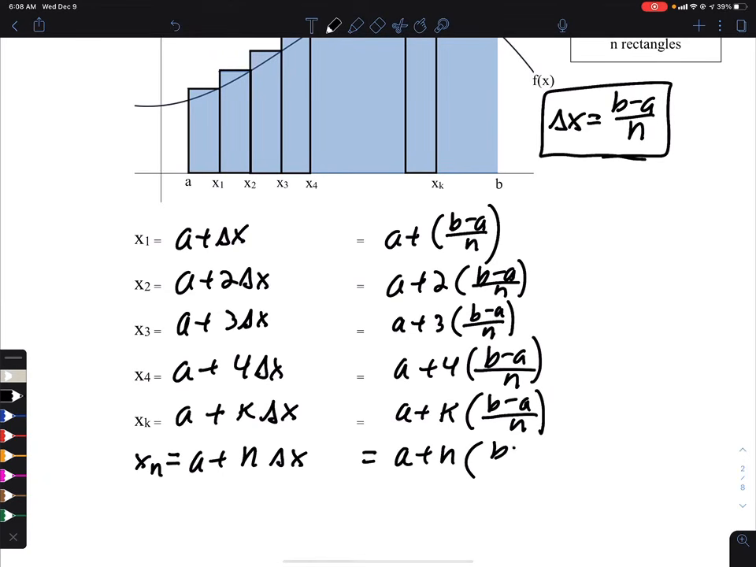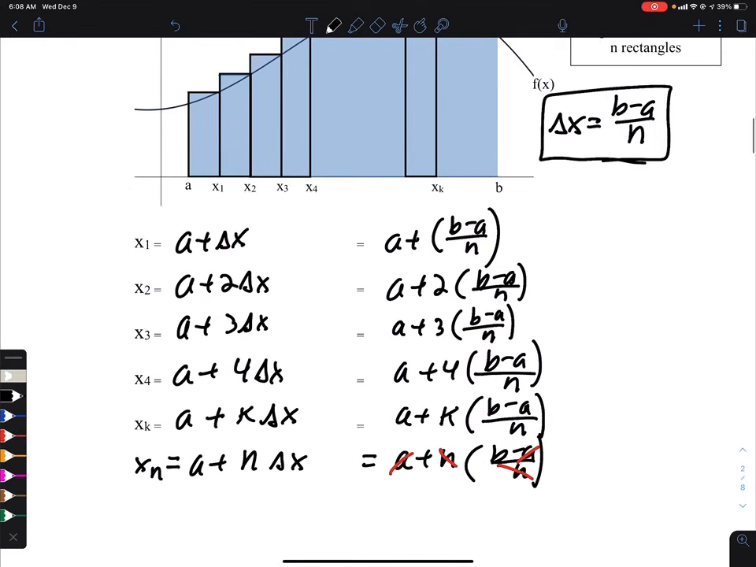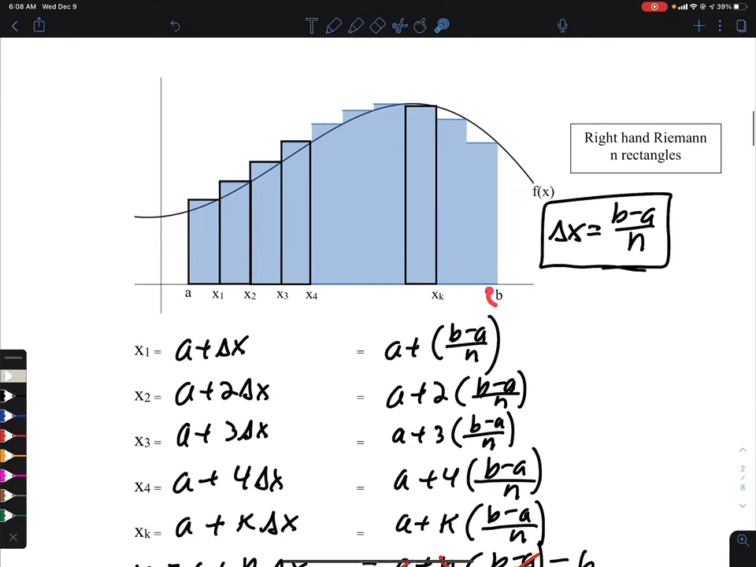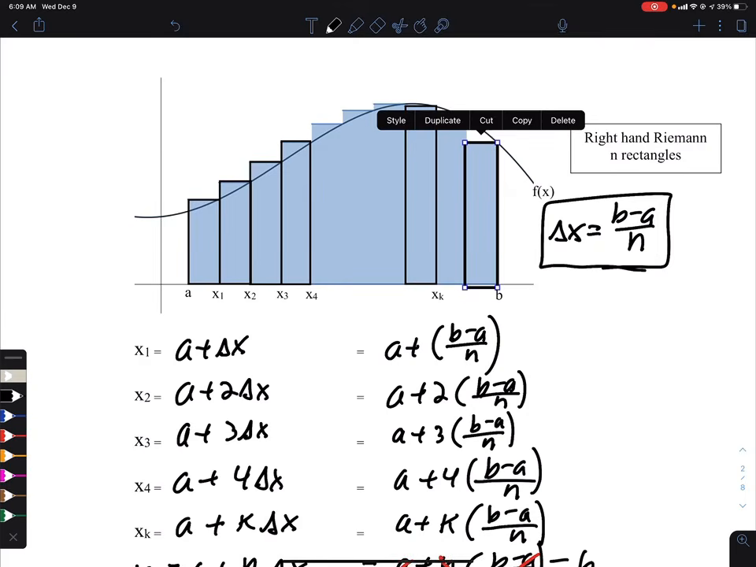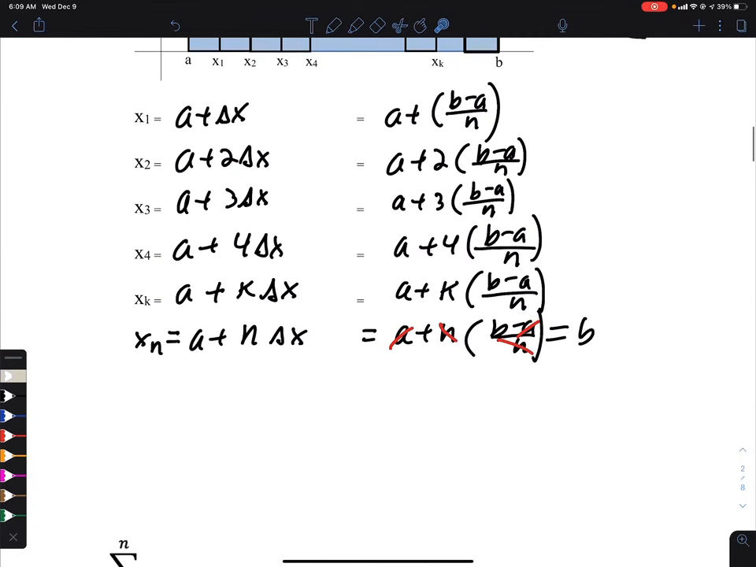And delta x is b minus a over n. And here's what's cool. The n's cancel, and the a's cancel. And you're left with b, which should be the right answer, because at b, we're going to get our last rectangle. And that is correct, because at b, that's the height of our last rectangle. So that's our x of n.